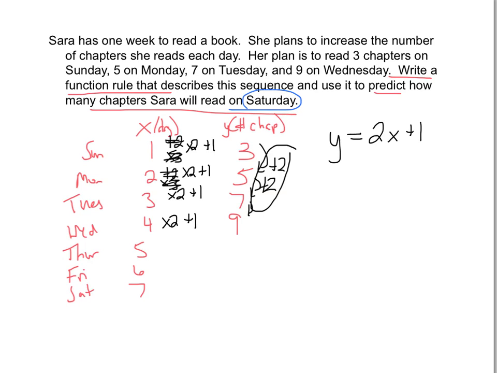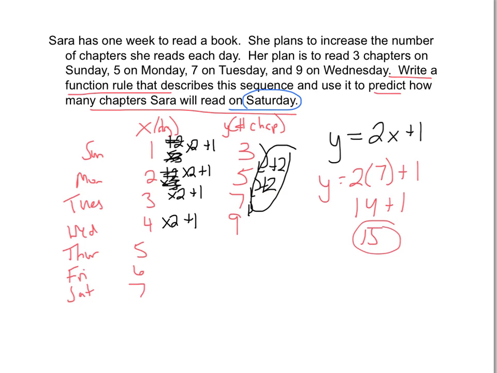And since Saturday is day 7, we can say y is equal to 2 times 7 plus 1, which is 14 plus 1, which is 15 chapters.